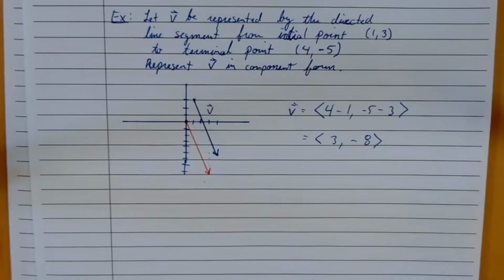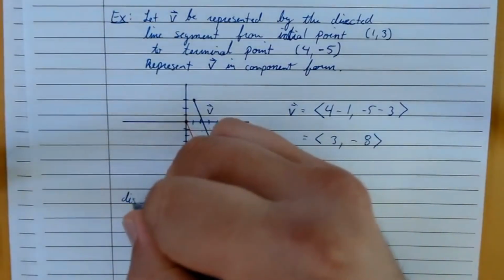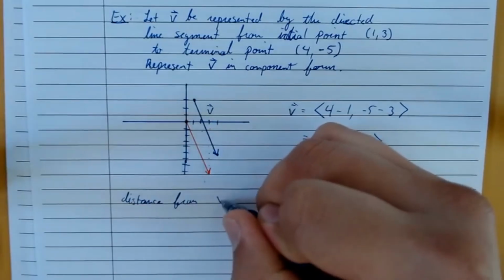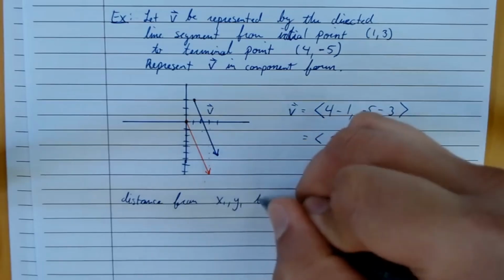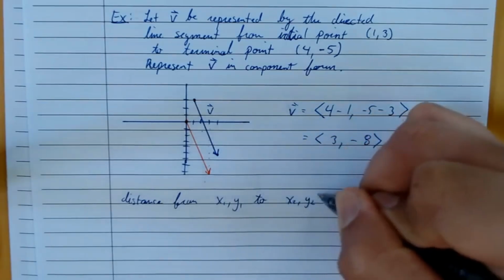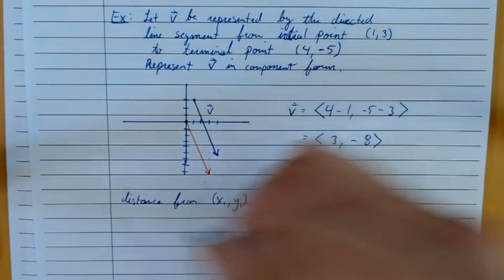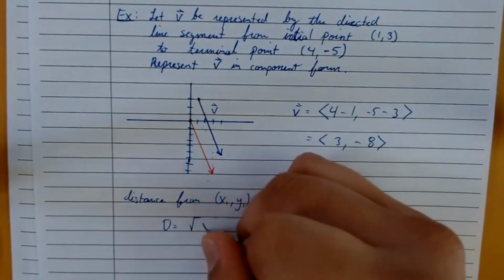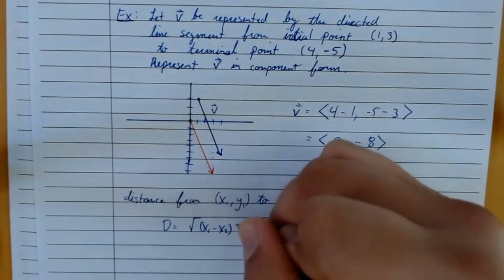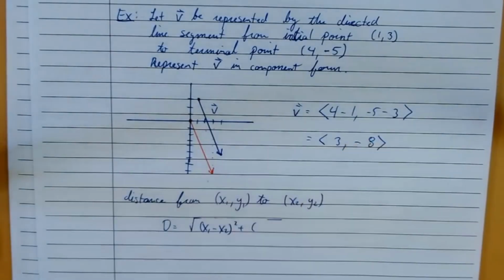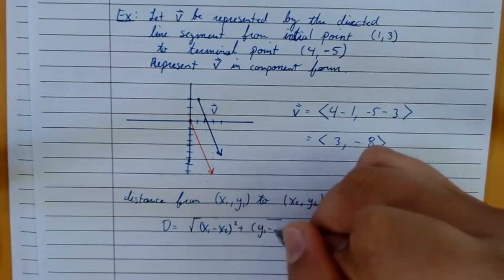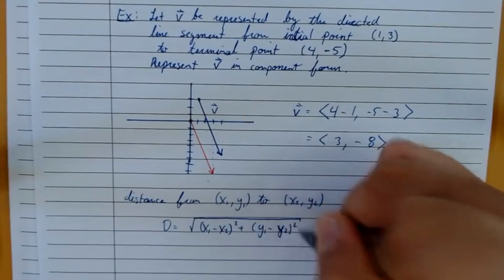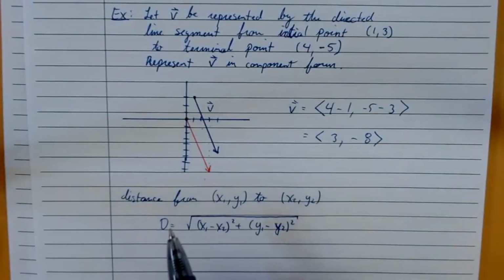That's the distance formula. If we want to find the distance from point x1 comma y1 to the point x2 comma y2, thinking back to algebra, that distance is equal to the square root of the change in the x values squared plus the change in the y values squared. It's basically the Pythagorean theorem. Actually, it is the Pythagorean theorem when you put it on the coordinate system. So that's the distance between any two points.